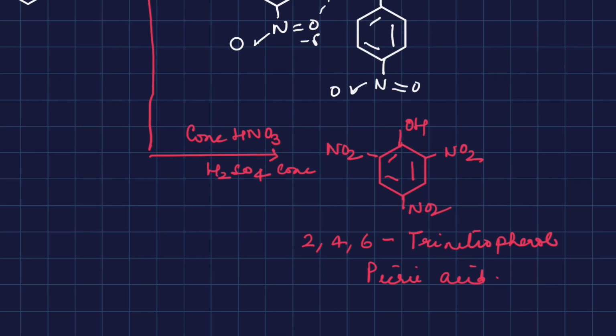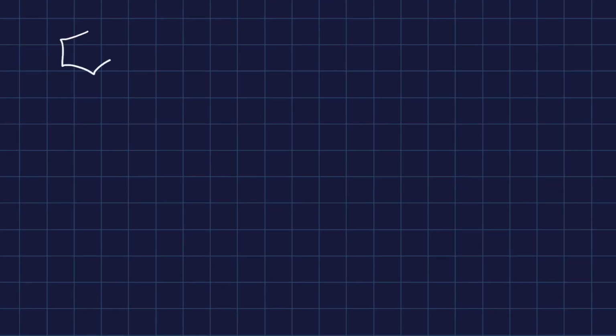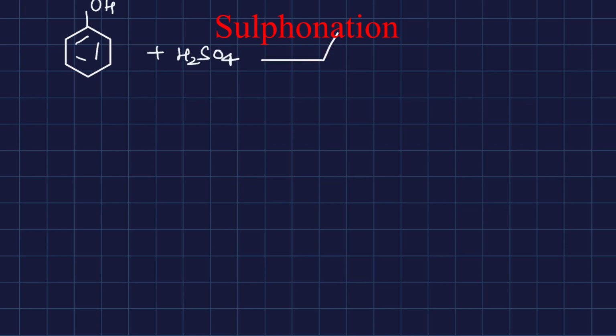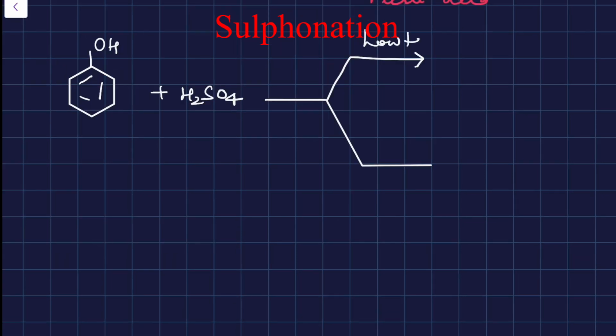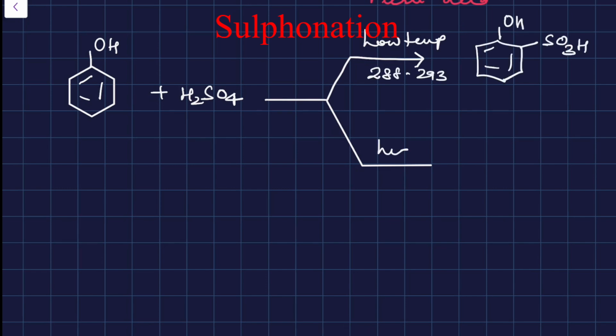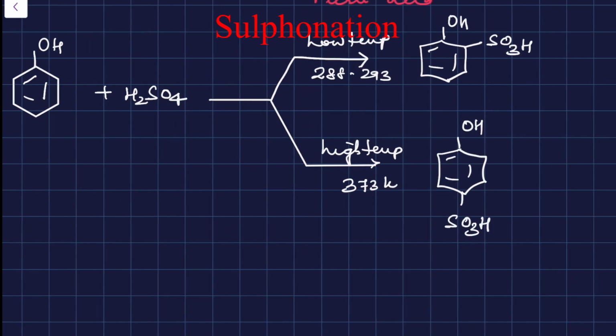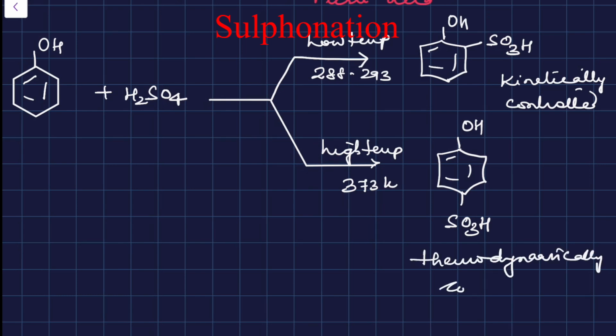This is a good explosive. So, this is the second case of nitration. Let us do sulfonation. At very low temperatures, we get the ortho derivative, whereas at high temperature, something like 373 Kelvin, we get the para derivative. This is kinetically controlled and this is thermodynamically controlled. So, we get both the products at different temperatures.